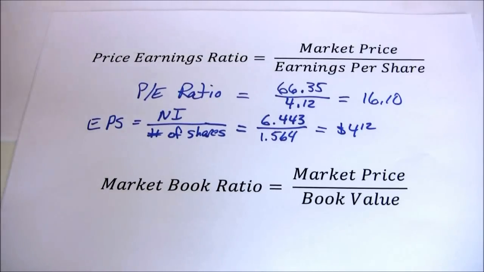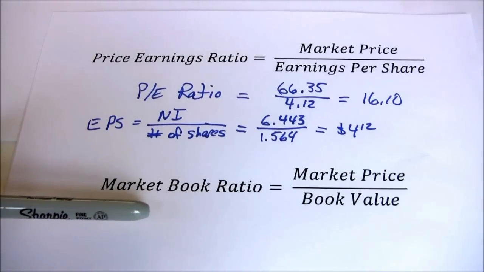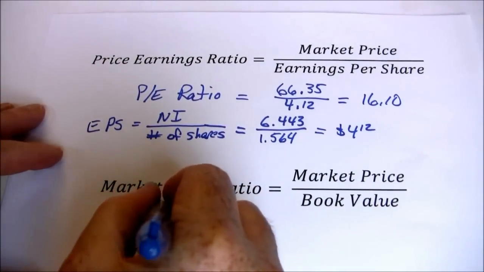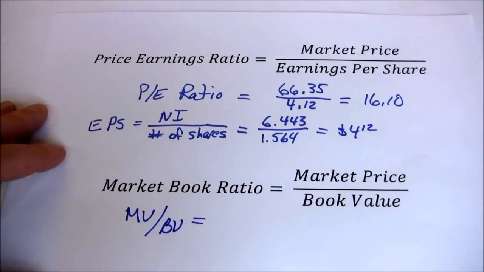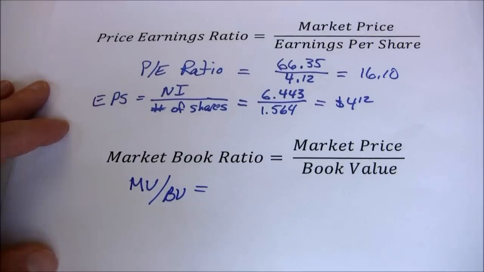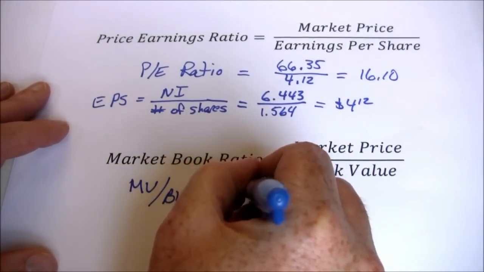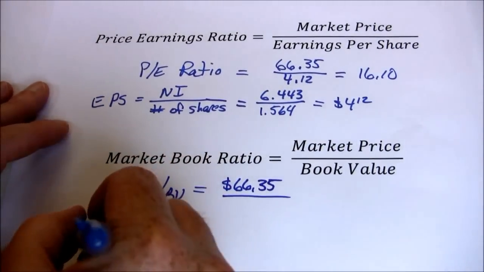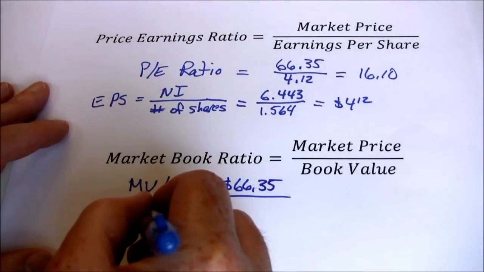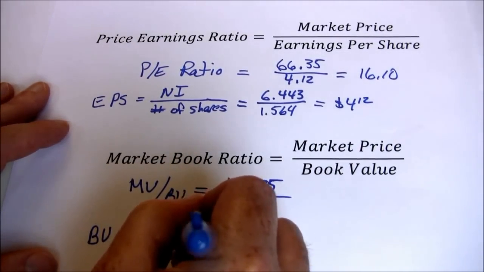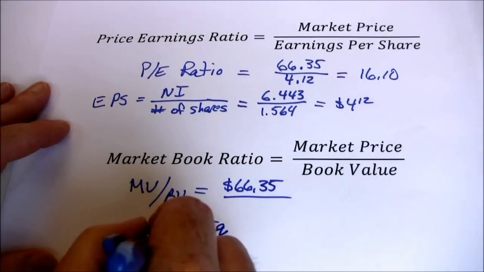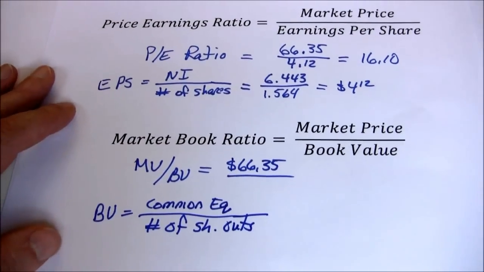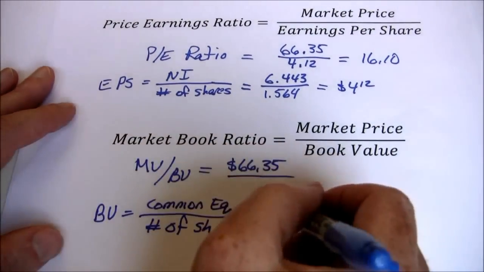Next ratio we're going to look at is the market to book ratio. Sometimes people refer to it as the market value book value ratio. And again, this is one that's going to require us to take a couple intermediate steps. We can go ahead and start with the market price, which, like we saw from our previous example, was $66.35. But now we need the book value. Book value per share is just the owner's equity or common equity divided by the number of shares outstanding. So common equity divided by number of shares outstanding is going to give us our book value.